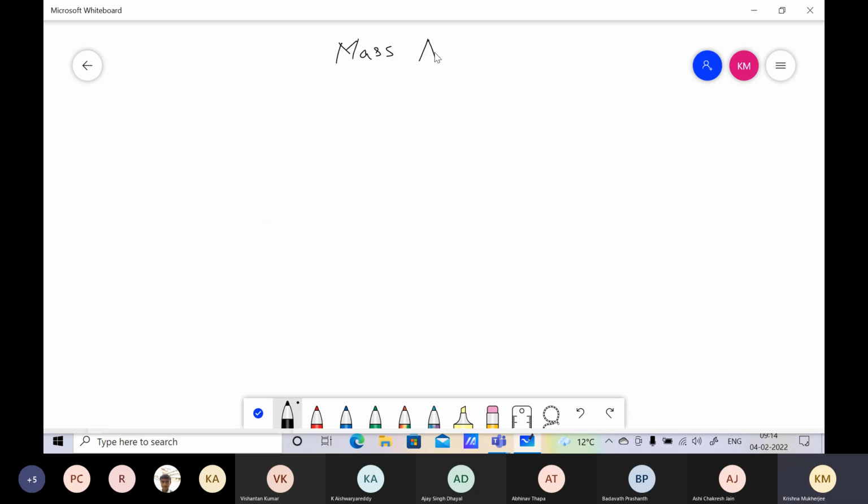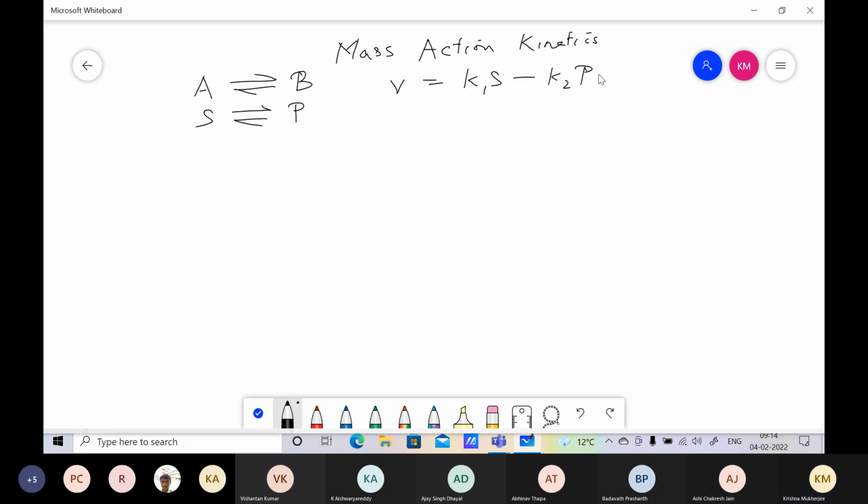Before we start enzymatic kinetics, mass action kinetics, simple enough. What was it? Now you can tell me what V is equal to for A going to B, the simplest case, or S going to P. By mass action kinetics, it would be k1S minus k2P, right?